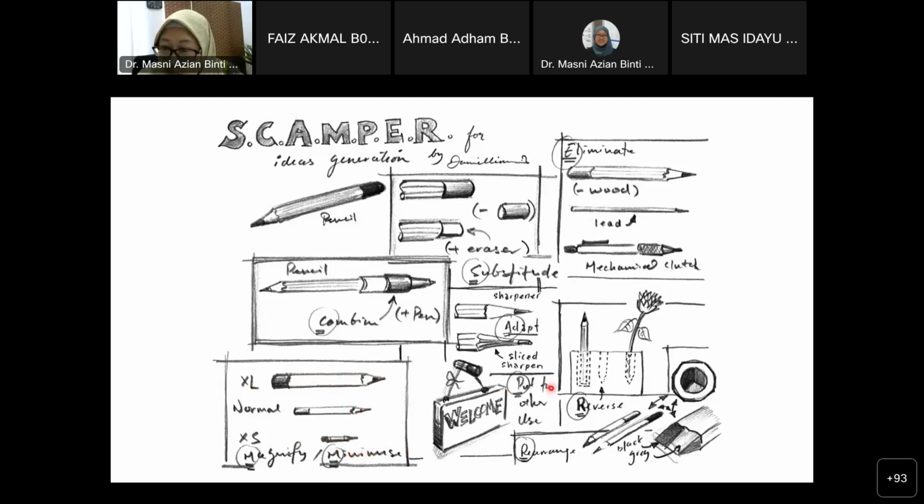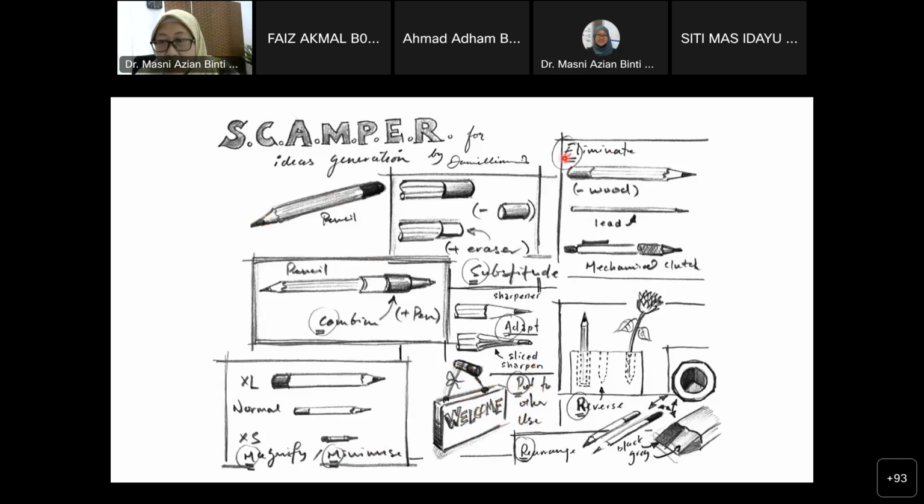And then what else? P, purpose, ataupun put to another use. So normally pencil kita guna untuk menulis. Tapi maybe this time around, the part of the pencil tu, dia punya hujung dia tu, maybe you can modify it and then use as a hook instead. Maybe it is detachable and becomes a hook for something. So you put it to other use. Okay, so this is the P part in Scamper.